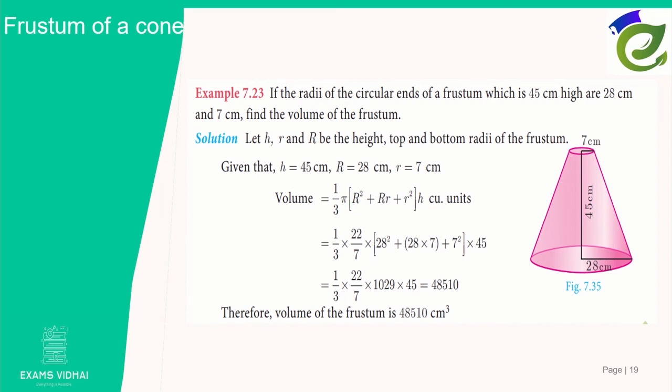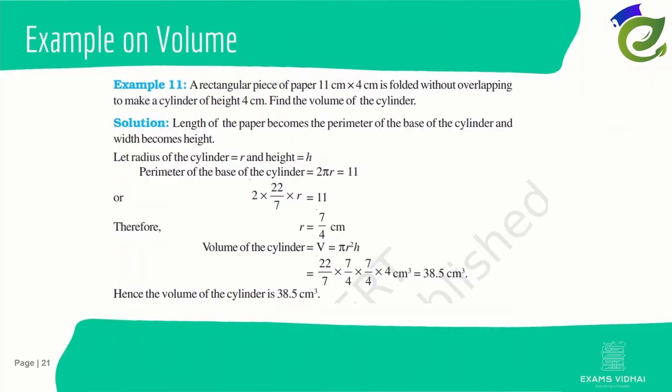Given h equal to 45 cm, capital R equal to 28 cm and small r is 7 cm. We know that volume of a frustum is 1 by 3 pi h into (capital R square plus capital R into small r plus small r square). Here capital R is the radius of the bottom surface and small r is the radius of the top surface. By substituting these values from the question, we can find the volume easily. Therefore, volume of the frustum is 48510 cm cube.